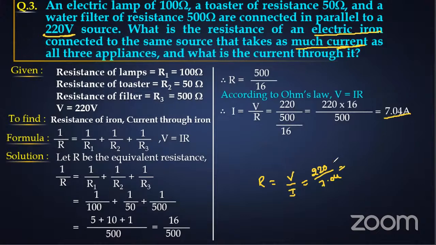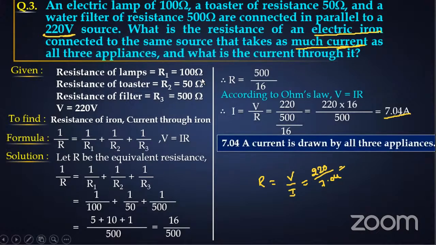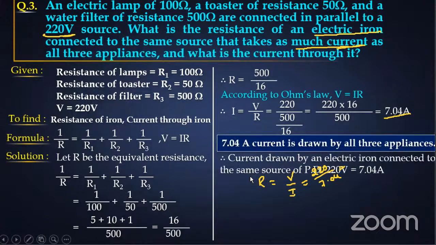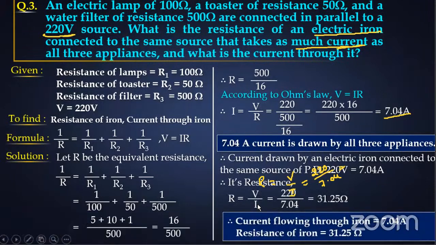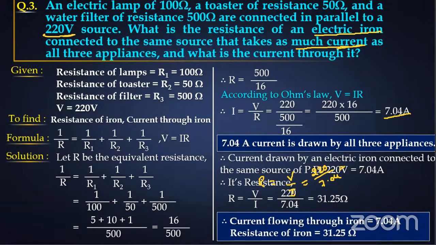Do it fast and tell me the answer. So the current drawn through these three appliances is this. And the next step is to find the equivalent resistance here. 31.25 ohms. Is it right? 31.25 ohms, which is also equal to 500 by 16. You can recheck. Because their equivalent resistance is also equal to the resistance of the electric iron, as per the given statement.